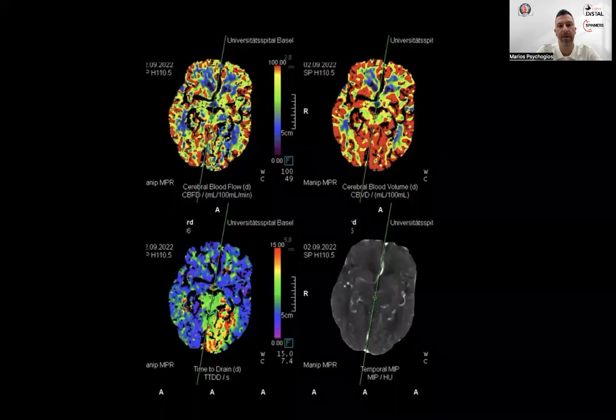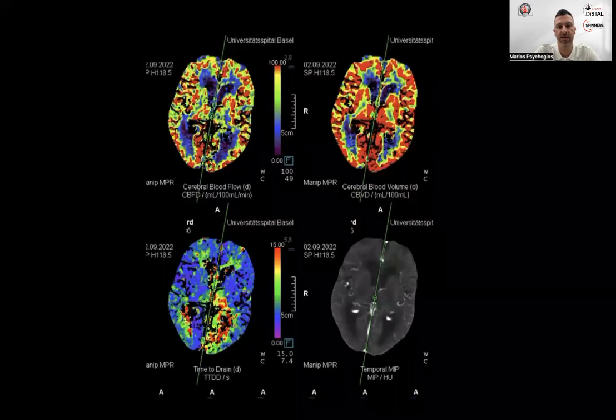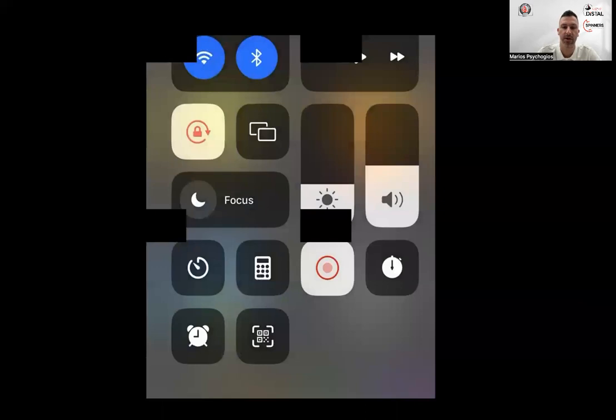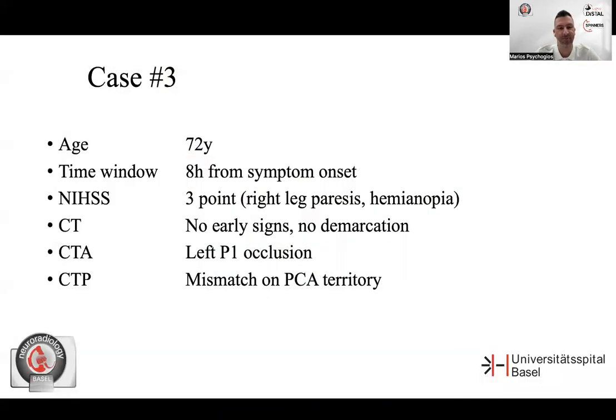But there is a mild reduction of the cerebral blood volume, and also the CBF, the flow, is not highly affected. So to summarize, we have a case with an older patient, 8 hours from symptom onset, 3 points on the NIHSS scale, no early signs on CT, left P1 occlusion, and a mismatch on the PCA territory. So the question would be again, what would you do?